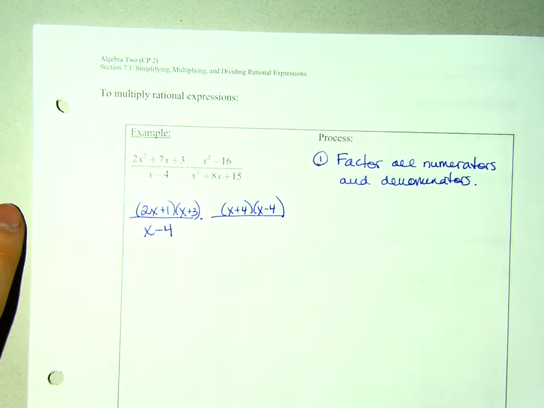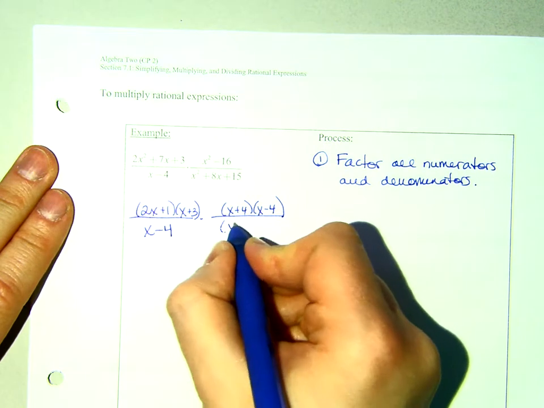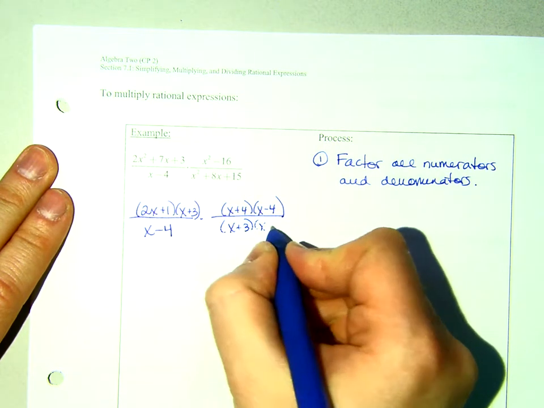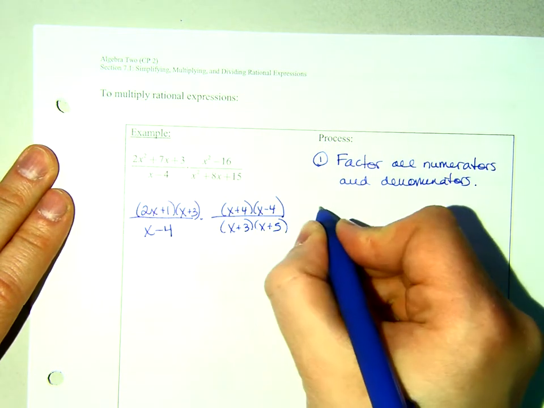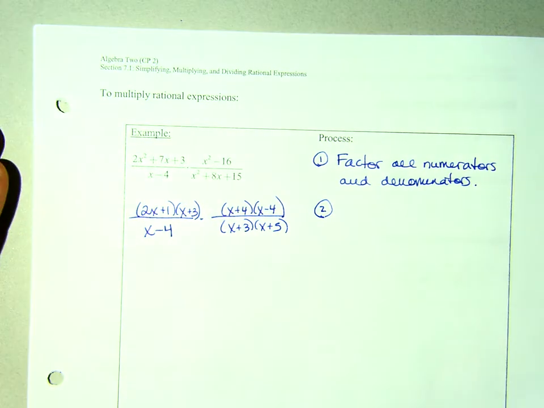Sam, how about that denominator? X plus 3, x plus 5. Perfect. Any factoring issues? I got 2x plus 3 and 1.